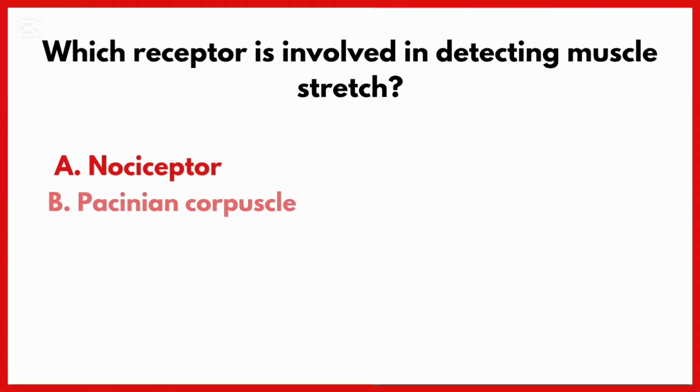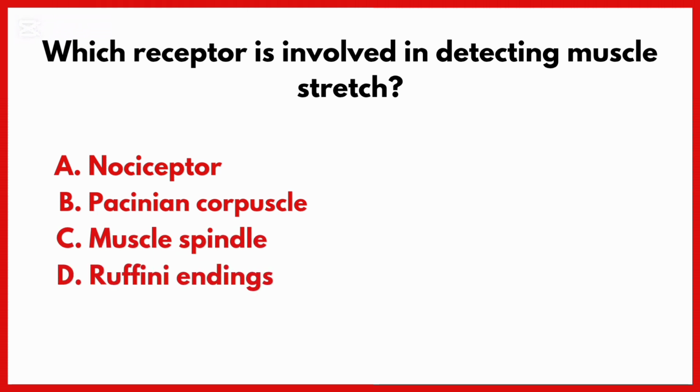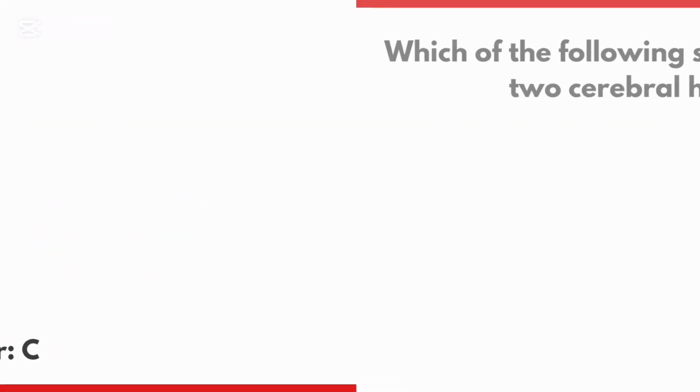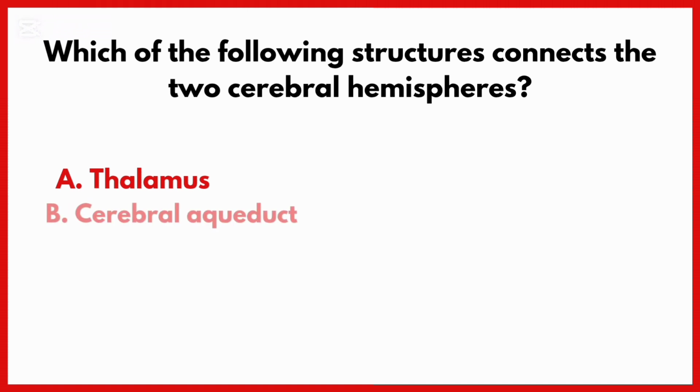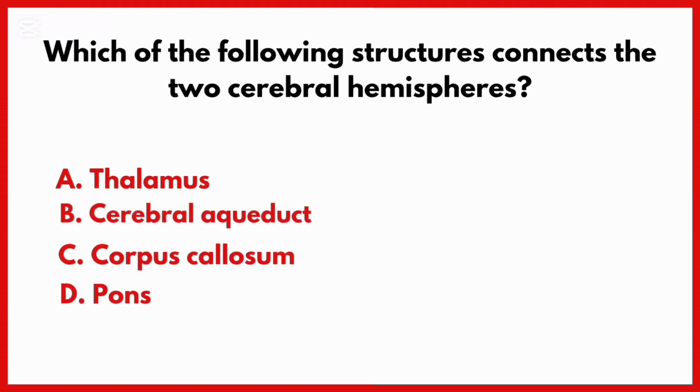Which receptor is involved in detecting muscle stretch? Correct answer is option C, muscle spindle. Which of the following structures connects the two cerebral hemispheres? Correct answer is option C, corpus callosum.